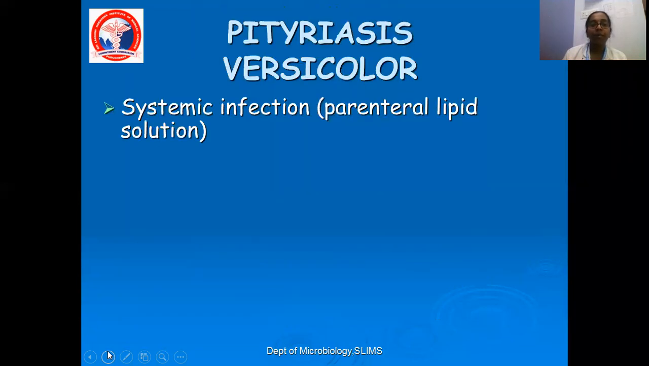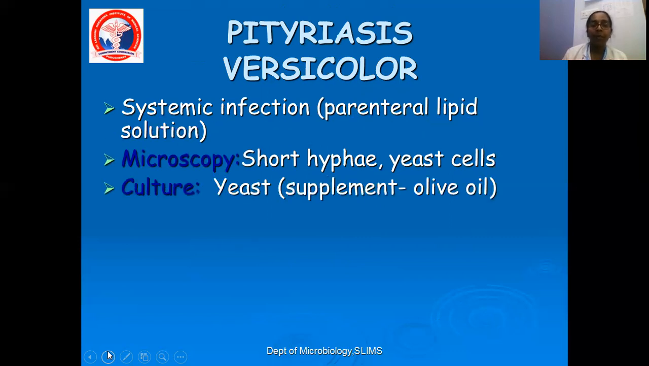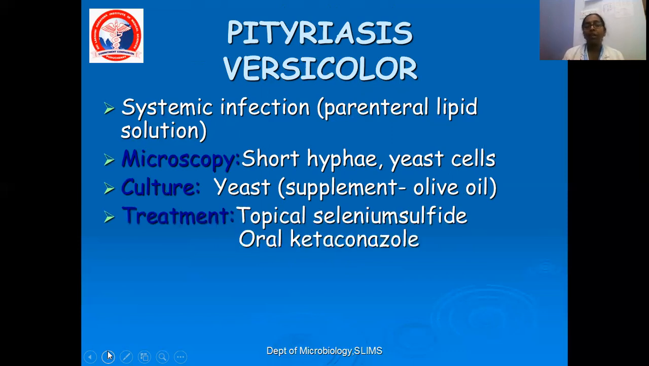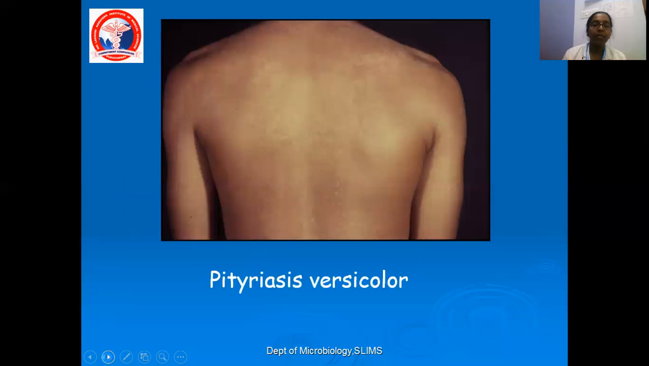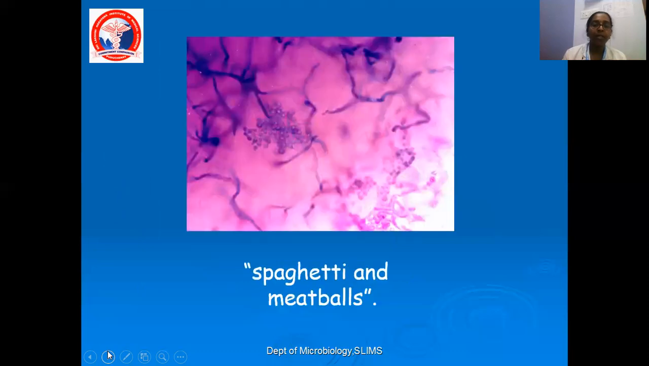Next, coming to pityriasis versicolor, a superficial infection. How do you diagnose this? You can diagnose with skin scrapings, where you can see short yeast cells along with some short hyphae. Treatment is with a topical antifungal, or oral ketoconazole can be given. This is pityriasis versicolor, with areas of hyperpigmentation on the back. And this is the spaghetti and meatball appearance in KOH mount.